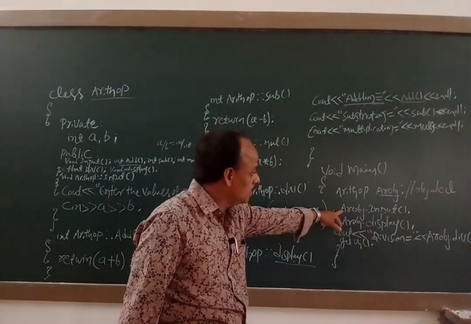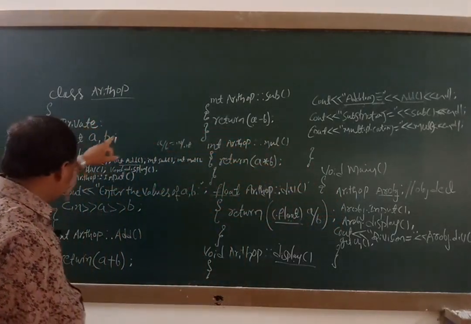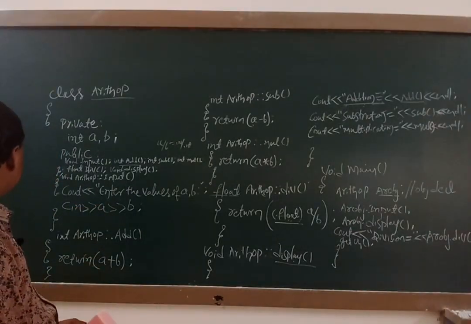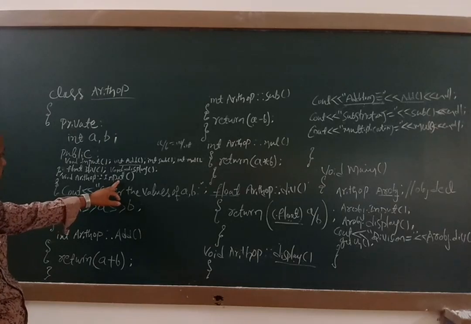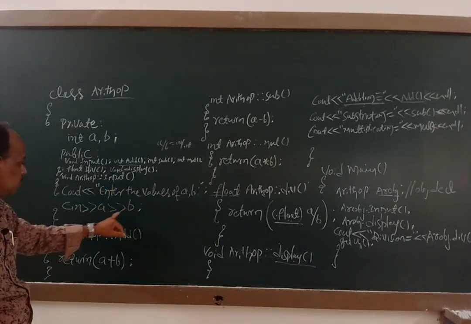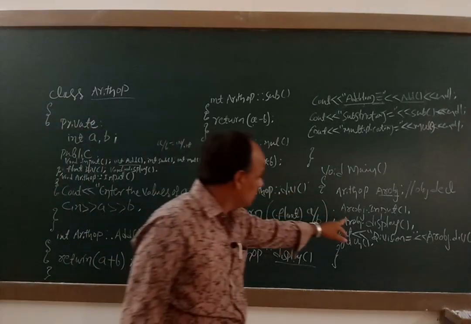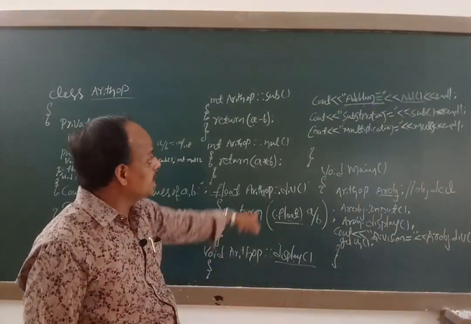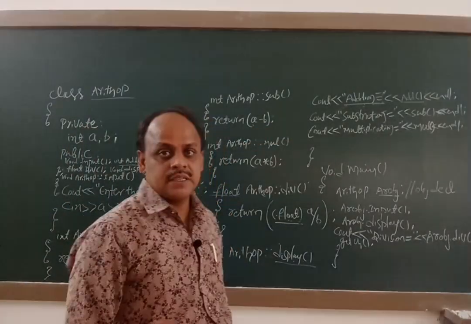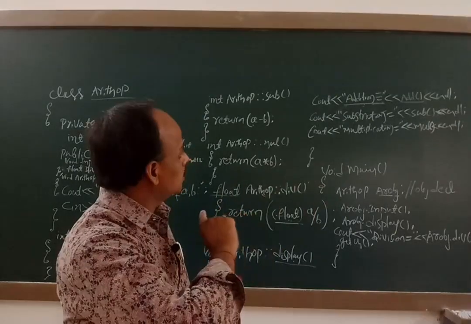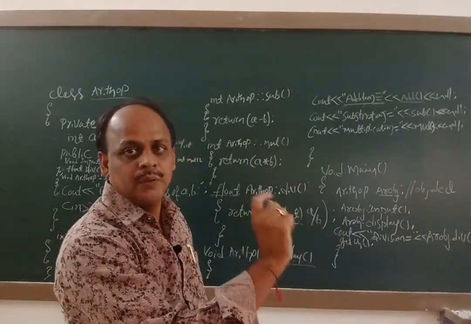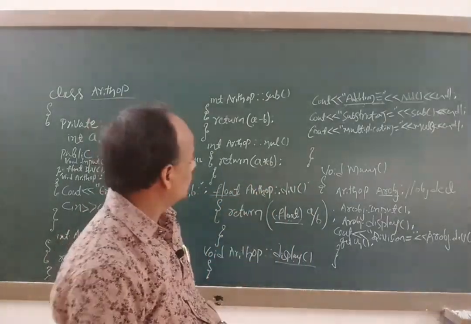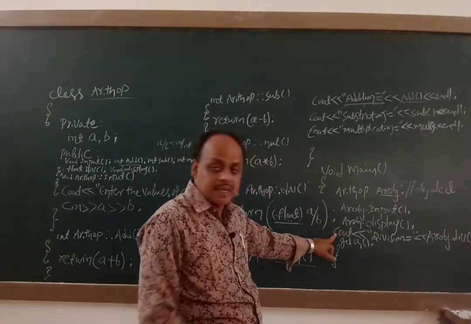So the cursor comes to the input function which has code. Here is the input function, code is there, you enter the values of A and B, two values are accepted, then it comes back. Object dot display function, it goes to the display function. In the display function only three cout statements are there: addition is equal to, subtraction is equal to, multiplication is equal to. We are getting three results, right? After closing the display function, it comes back to the main function.